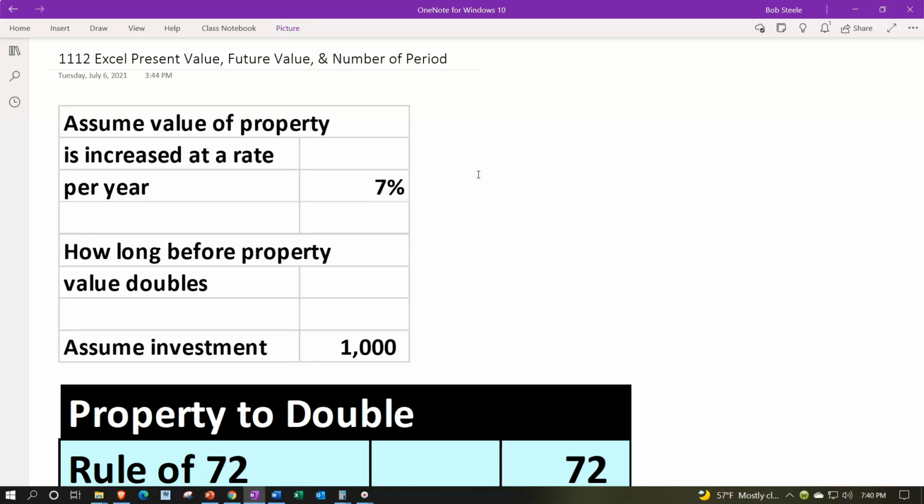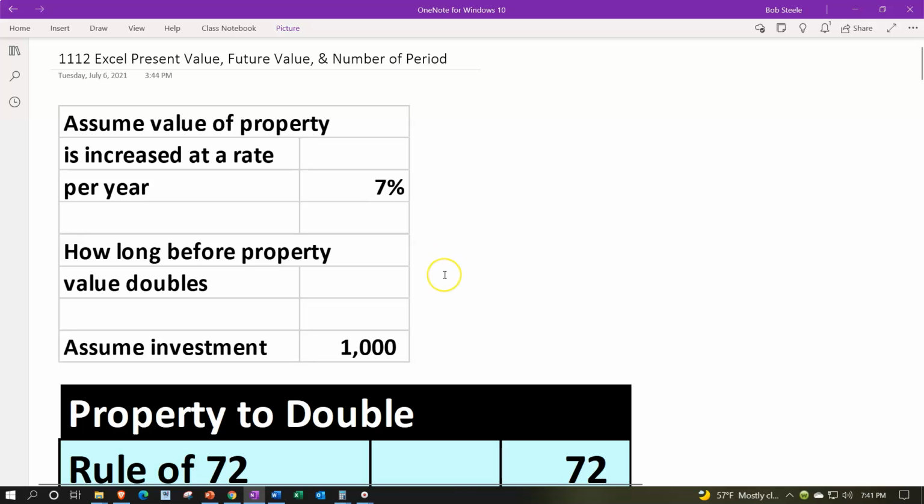What we're going to assume is that the value of property is increased at a rate per year of 7%. So we're imagining we have some kind of investment, possibly stocks, possibly investment in land or something like that, a home that we expect to be going up in value, as opposed to some kind of asset that we have, such as a car or something like that, that we would typically think would be going down in value over time.